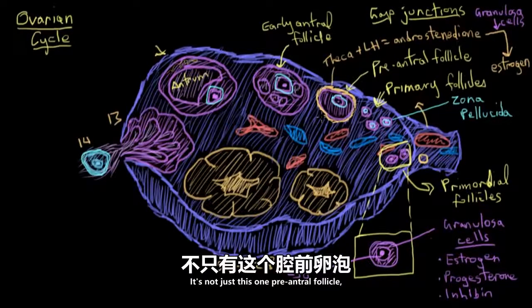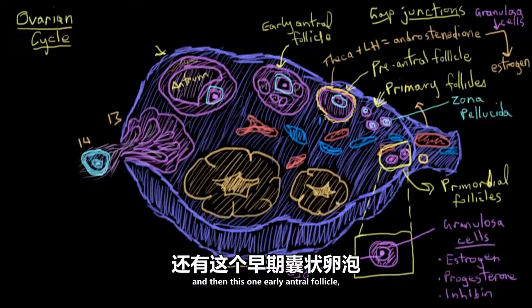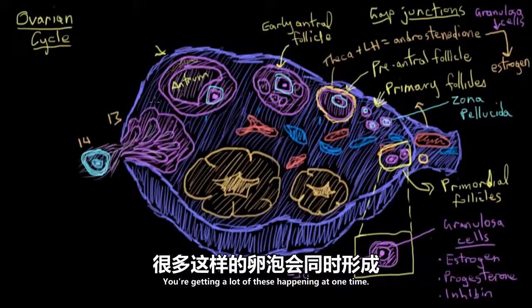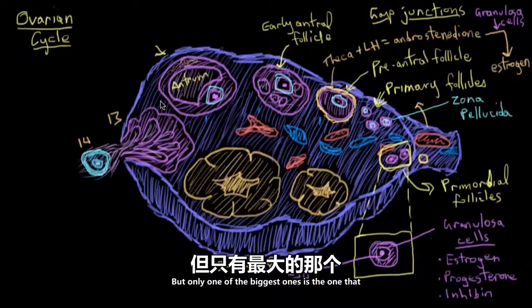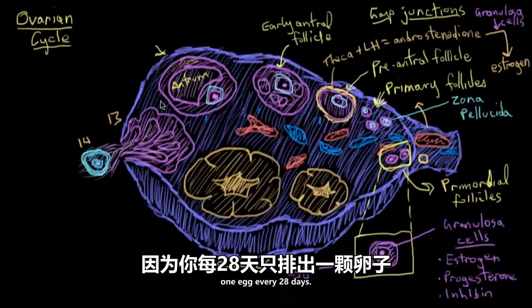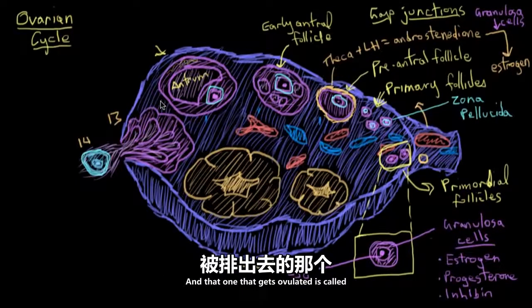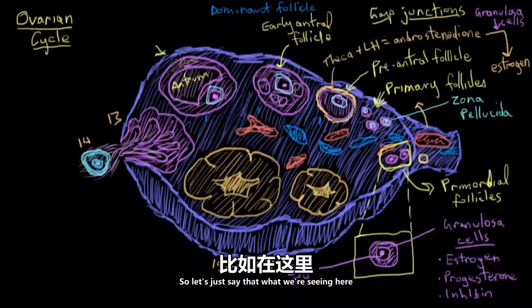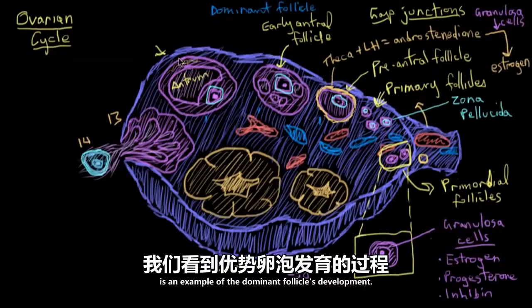It's not just this one pre-antral follicle and then this one early antral follicle and this one mature follicle. You're getting a lot of these happening at one time, but only one of the biggest ones is the one that eventually gets ovulated, because you only ovulate one egg every 28 days. And that one that gets ovulated is called the dominant follicle. So let's just say that what we're seeing here is an example of the dominant follicle's development.